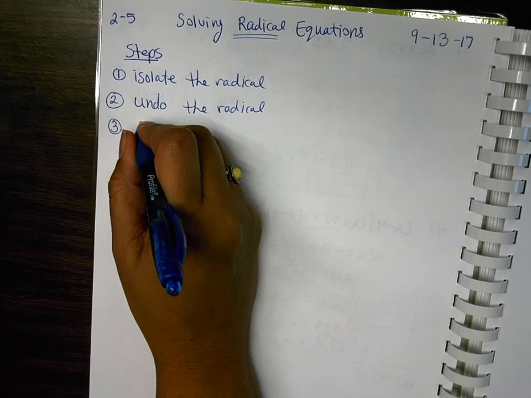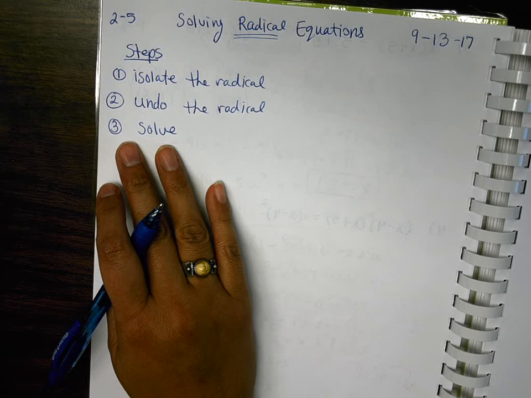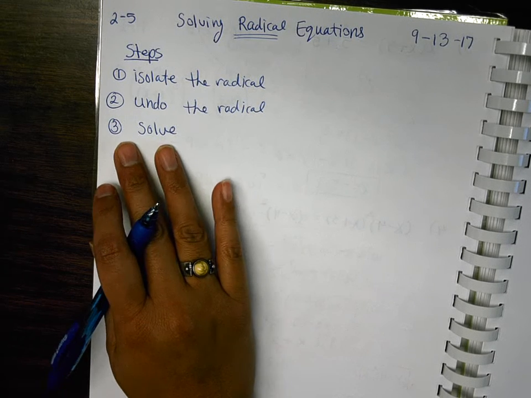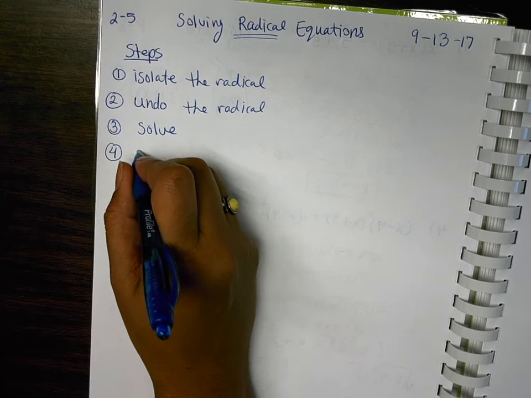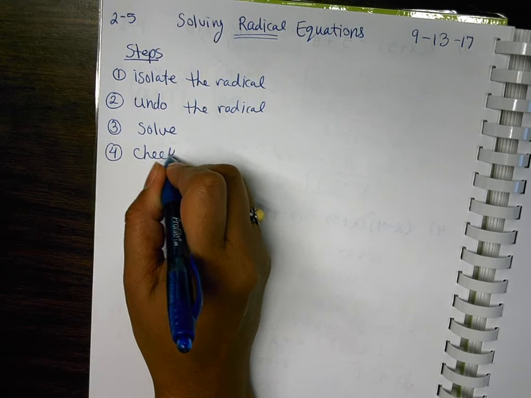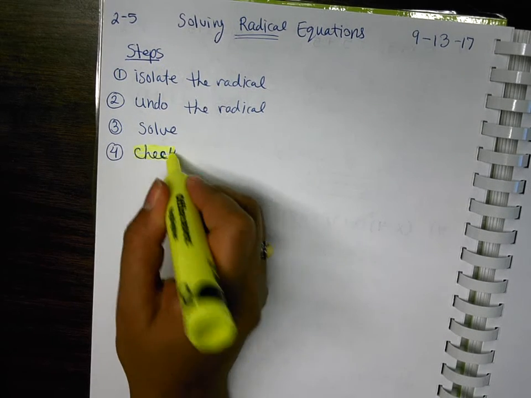All right, step 3, this is like the meat of the problem. You're going to solve, meat and potatoes. All right, and step 4, the step we all love to skip. Check. You are correct. Now, so there's only 3 steps? No, and there's a reason why I would put this.